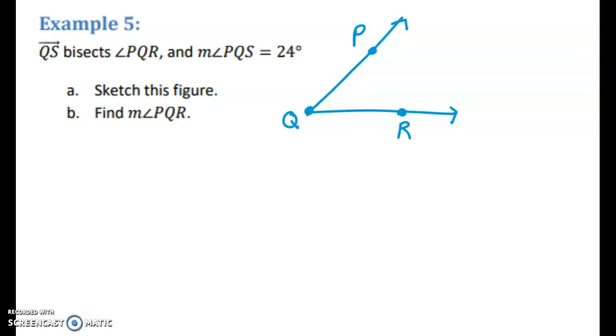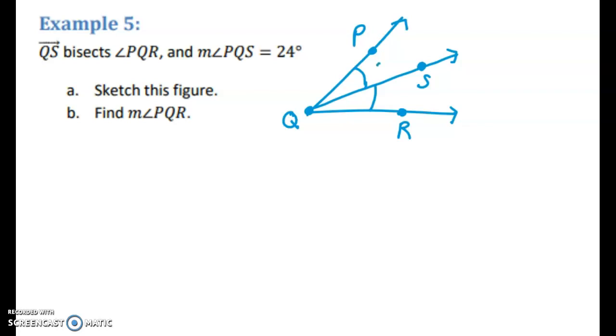Q and R. Now QS is a ray that bisects it. So I know bisect means it should be coming down the middle. So it comes from Q, goes through S, and it comes down the middle, and I'm putting those two arcs, meaning those two sides are congruent, because bisects means cuts into two congruent or two equal parts.